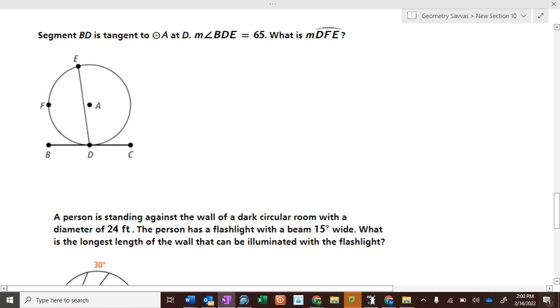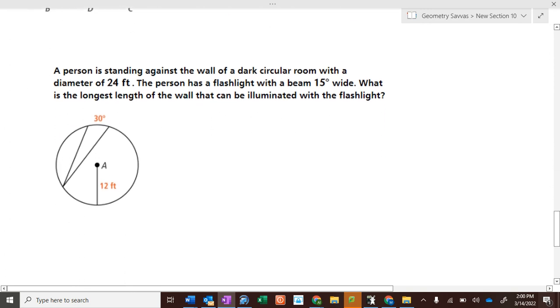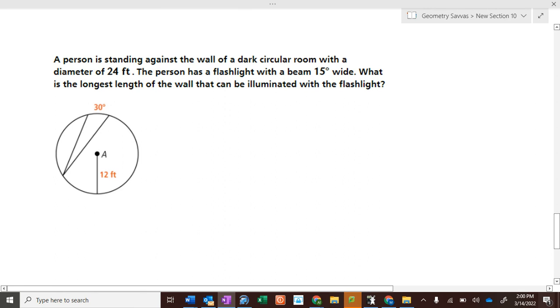So if angle BDE is 65 degrees, how big is arc DFE? 130 degrees. Okay? All right, this is the only tough one of what we're going through.